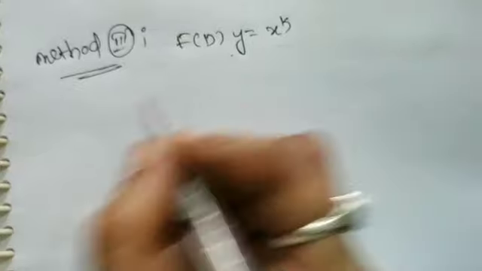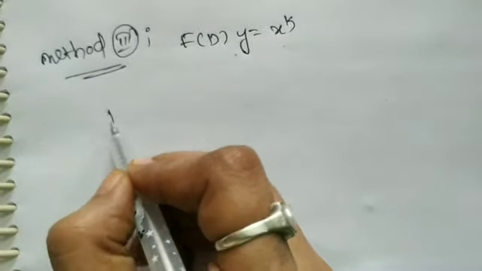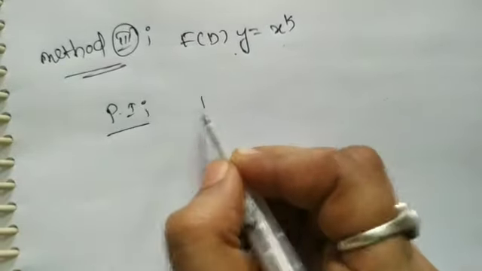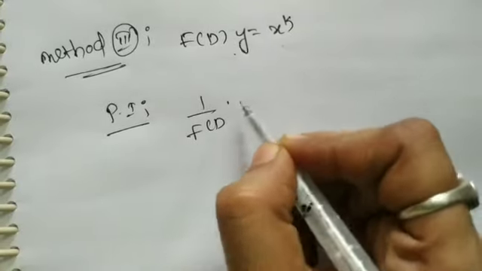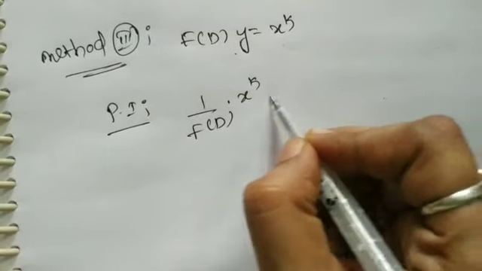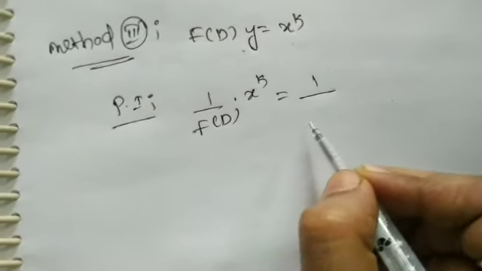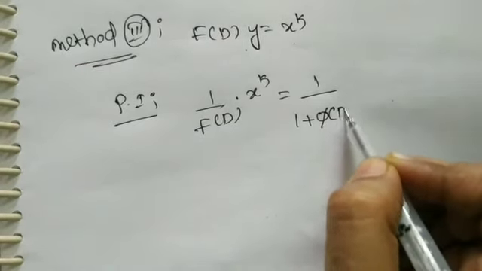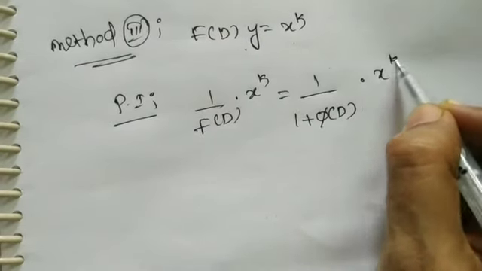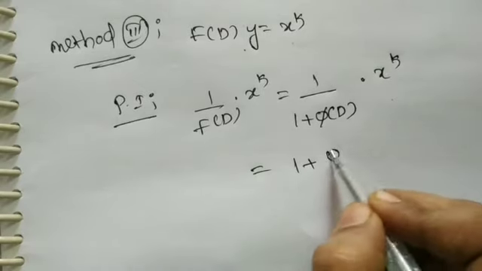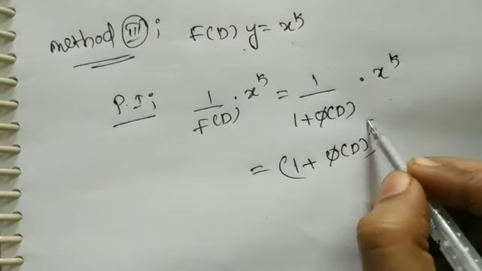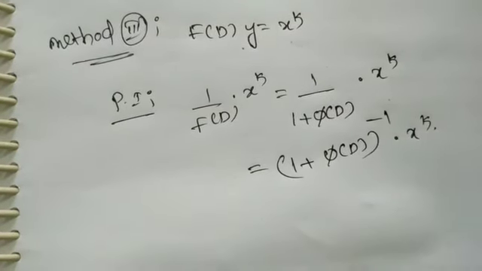Next, method 3: f(D) y = x^k. So the particular integral is 1/f(D) x^k. This can be written as 1/[1 + φ(D)] x^k, so that is [1 + φ(D)]^(-1) x^k.